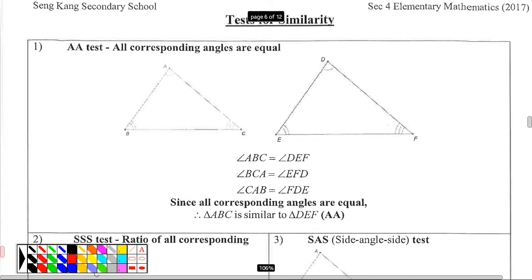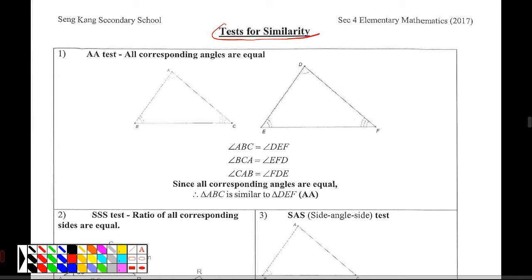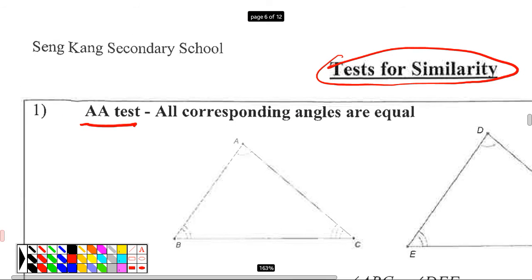Now let's go to the test. This topic is about tests, on the next page. Instead of 4, now I only have 3. The first one is called the AA test. Not the battery, double A, not the double A, triple A. But for this test, sometimes students will ask, Sir, can I write AAA? The answer is yes. So you can write AA, you can write AAA.